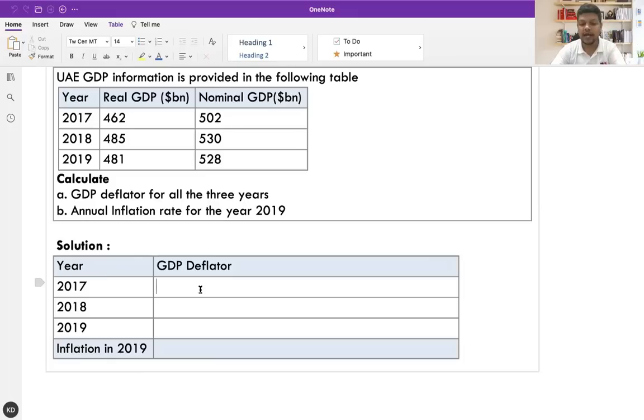So how am I going to do that? See, this nominal GDP was 502 divided by 462, that is the real GDP, and if I multiply that with 100, why? Because this is an index value. So you get 108.658. This is nothing but 8.658 percentage. Correct. This difference is actually due to inflation. So the factor is 108 in 2017.